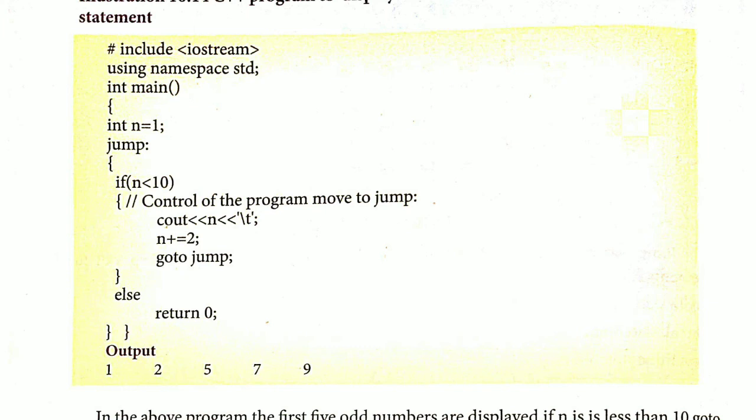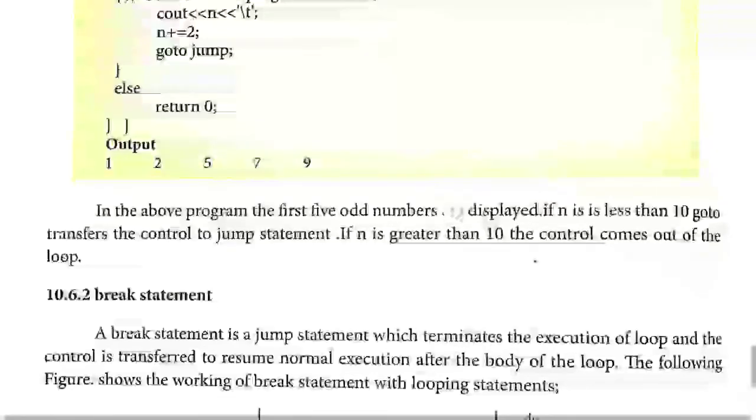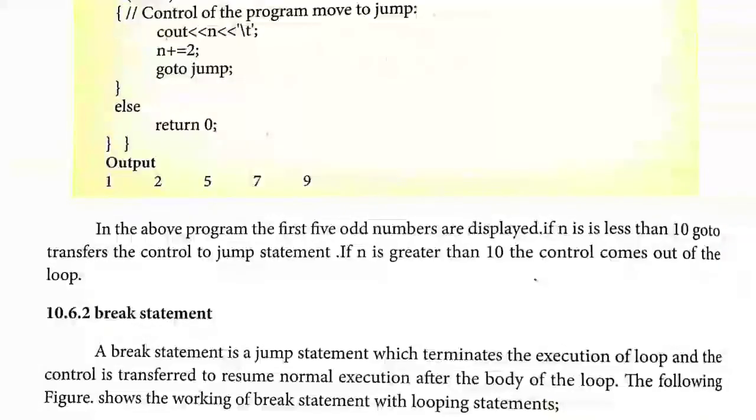This will keep on executing until the condition of if n is less than 10 is false. When the n value is 10, the condition becomes false and it will directly come to the else part. Else it is given as ending, return 0, which is the end of the program. So here you can see the output of it. This will print only the odd numbers between 1 to 10.